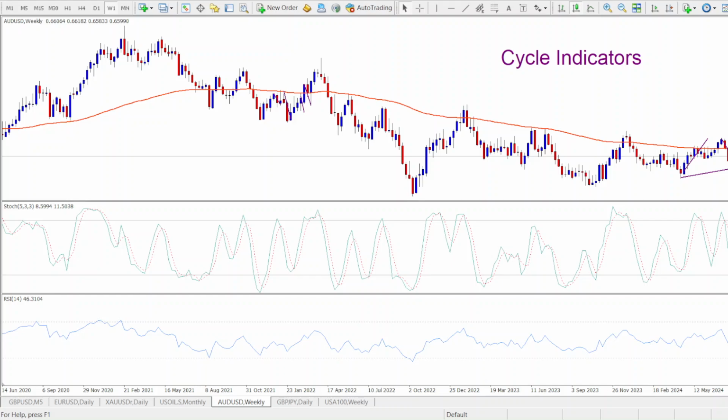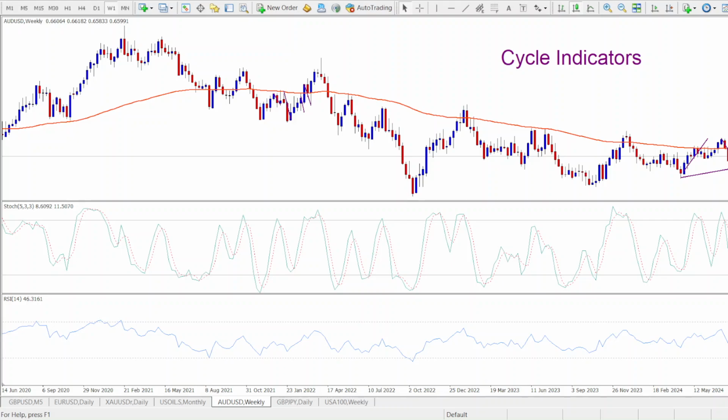Thirdly, set realistic expectations. Remember that no indicator can perfectly predict the market. Cycle indicators are tools that give you a probability-based edge, but they are not guarantees. So always keep your risk management practices in place, whether that's setting stop loss levels or adjusting position sizes according to the cycle signals you're seeing.